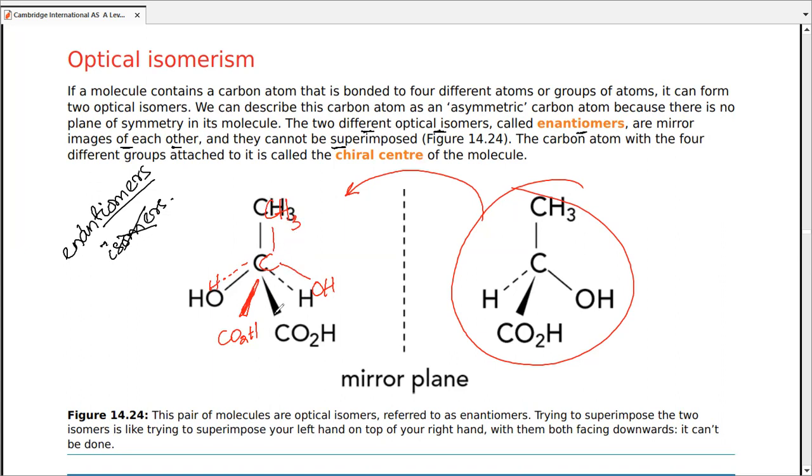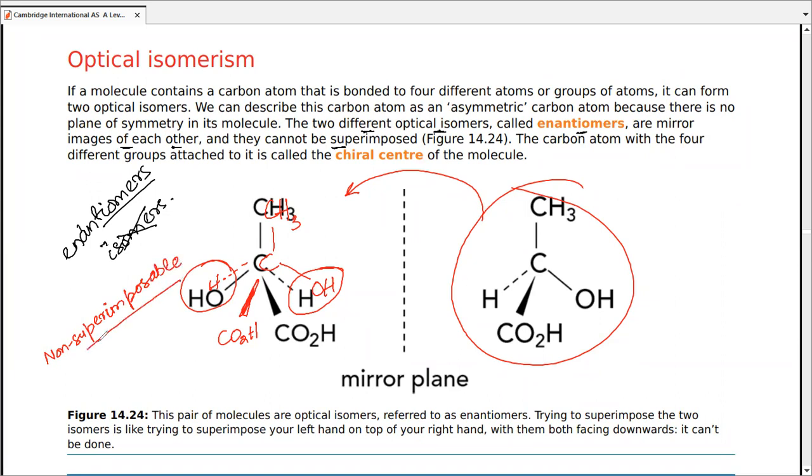Now, if I put one structure on top of another, you'd notice that the atoms are not the same on top of one another. The right and the left have been switched. So they cannot be superimposed. We use the word non-superimposable.